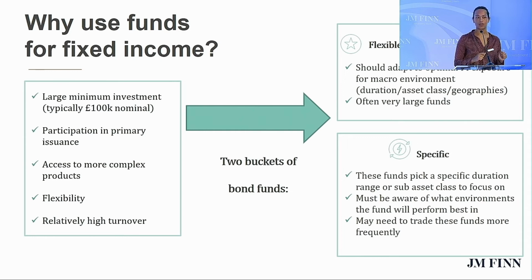If you see the word strategic or dynamic or unconstrained in a fund name, those are your flexible funds. And for the specific funds, you can play a nice game of how long can you make a name. So it would be an ethical, short-dated corporate credit fund or something. You can just add extra names to it, and that's a specific fund. So which would you invest in, or why would you invest in one versus the other?